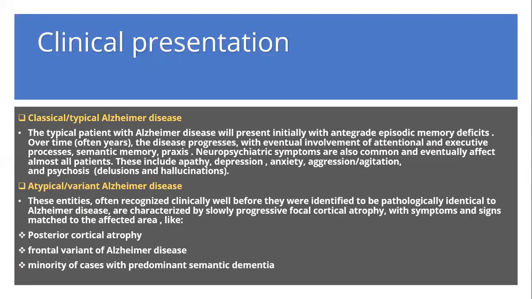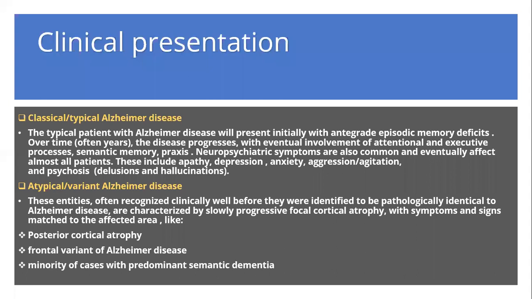Clinical presentation. We have a classical typical Alzheimer's disease and atypical Alzheimer's disease. The typical patient with Alzheimer's disease will present initially with integrated episodic memory deficit. Over time, often years, the disease progresses with eventual involvement of attentional and executive process, semantic memory, praxis. Neuropsychiatric symptoms are also common and eventually affect almost all patients. These include apathy, depression, anxiety, aggression, agitation and psychosis, delusions, and hallucinations.